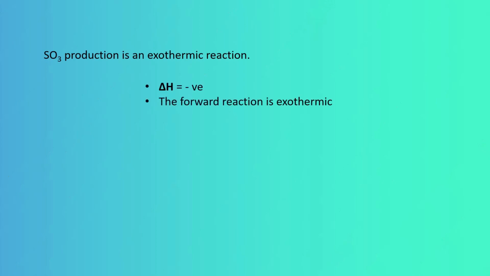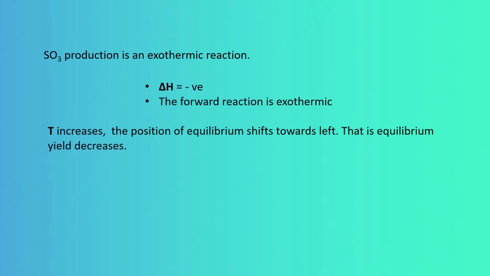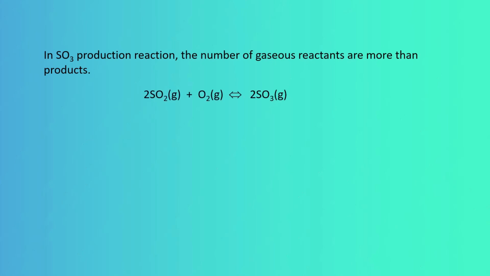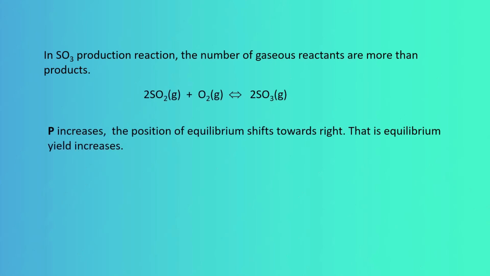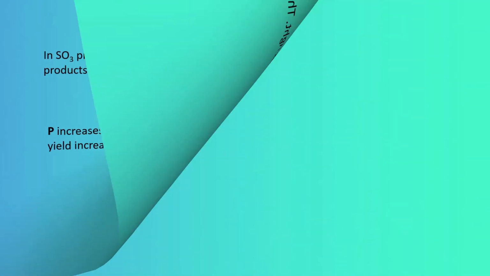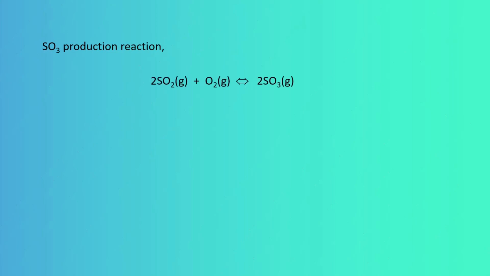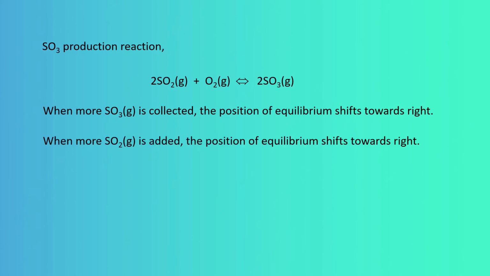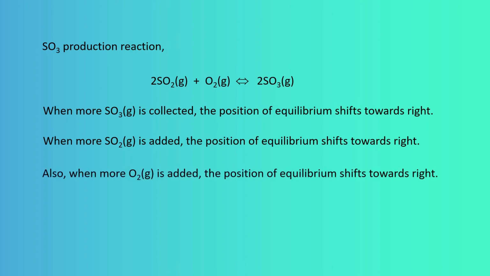If we increase the temperature, since the forward reaction is exothermic, the equilibrium shifts to the left, so the yield will decrease. If the temperature decreases, the position of equilibrium shifts to the right and the equilibrium yield increases. With increasing pressure, equilibrium shifts towards the right because there are more gaseous molecules on the left-hand side than the right-hand side. If we remove sulfur trioxide, equilibrium shifts towards the right. If we add more sulfur dioxide or oxygen, equilibrium shifts towards the right and the yield will be higher.